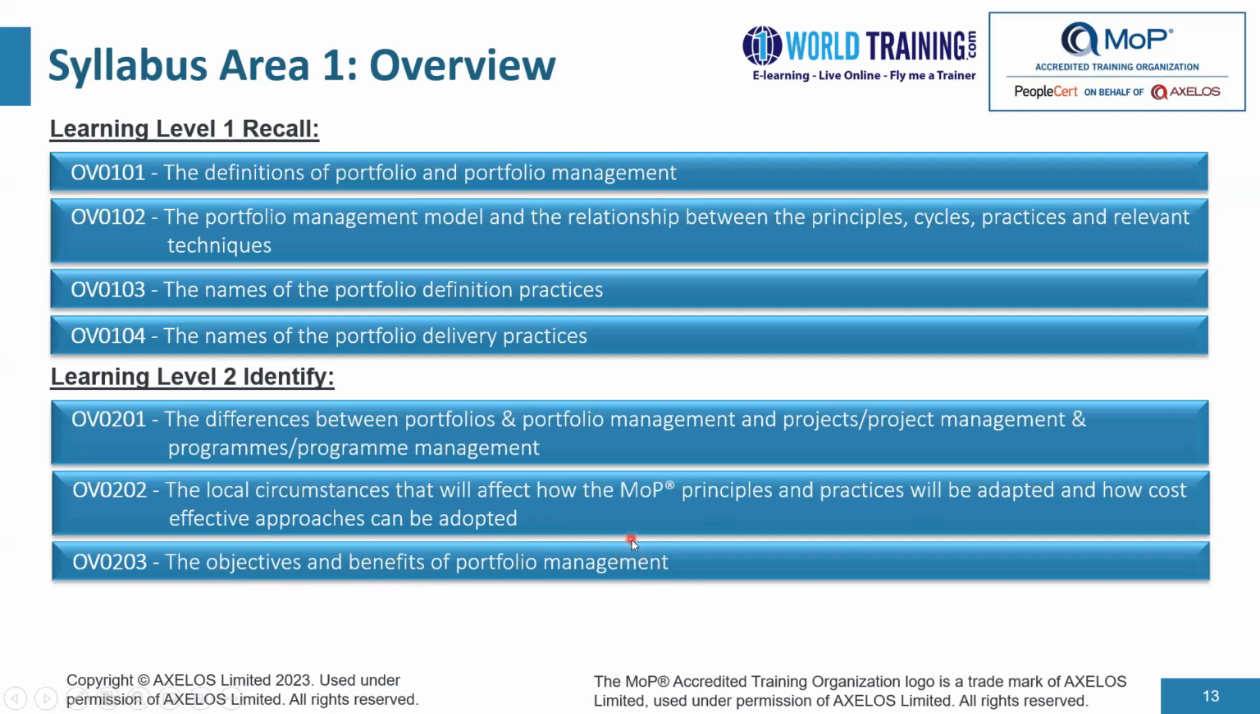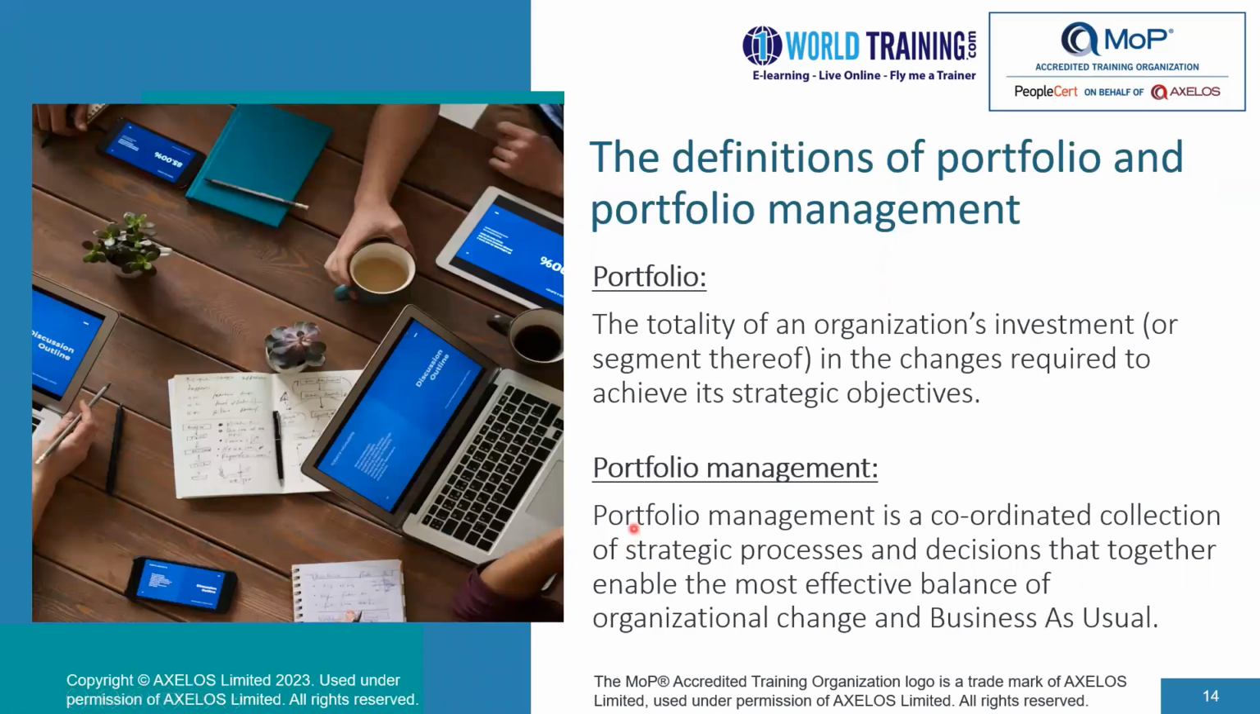So let's start with the definitions. Over here on this particular slide, we have the definition of a portfolio and portfolio management. Now, portfolio is defined as a totality of an organization's investment or segment thereof. By segment, we could refer to the departments within an organization. By segment, we could refer to the functions of an organization. For example, IT department of an organization is a segment. HR division of the organization is a segment. So we could have a portfolio thinking at the segment level, or we could think about portfolio at the enterprise or organizational level. So portfolio is defined as a totality of an organization's investment or segment thereof in the changes required to achieve its strategic objectives.